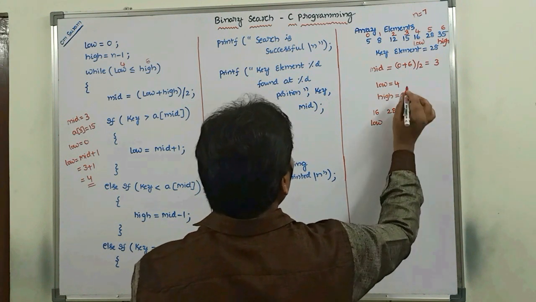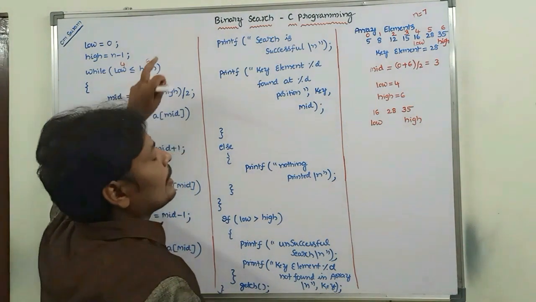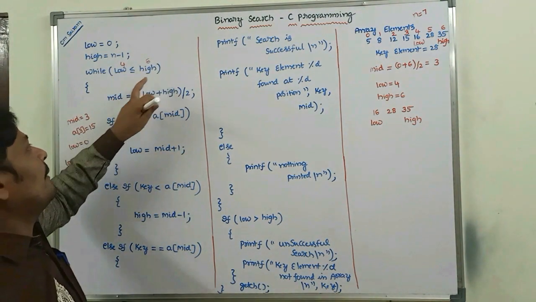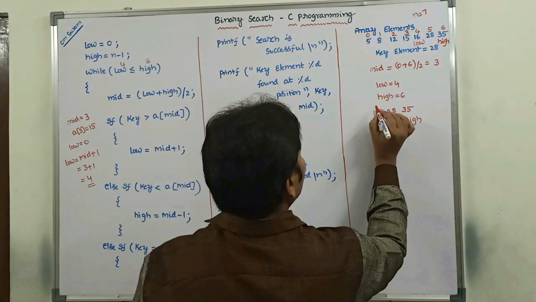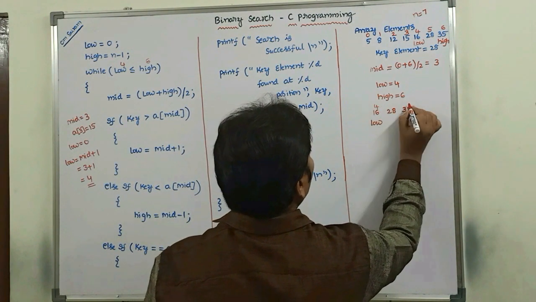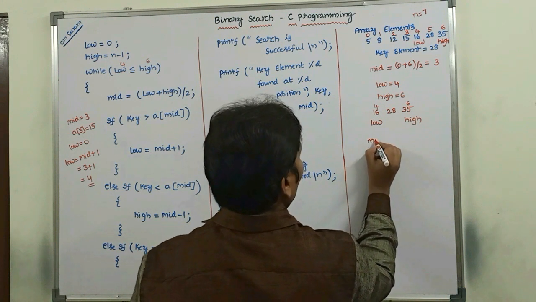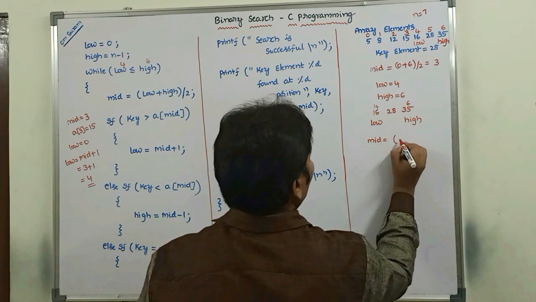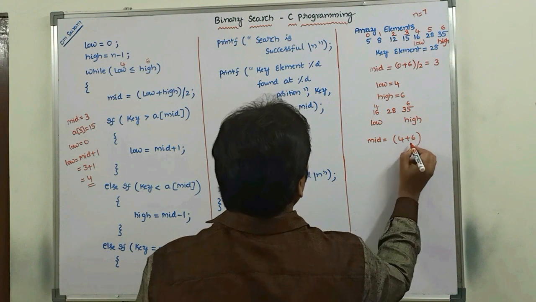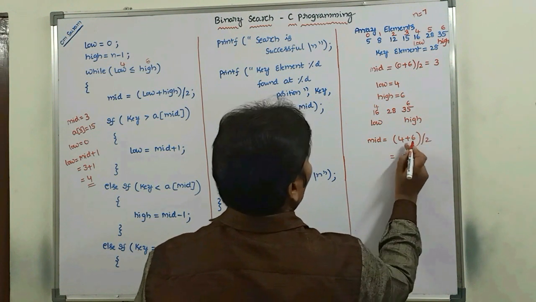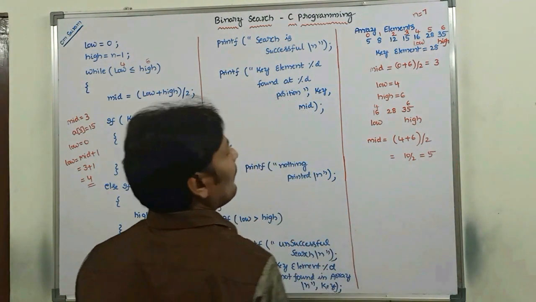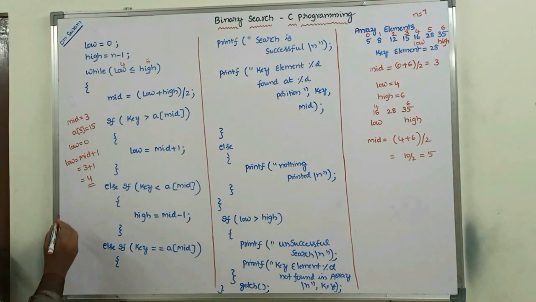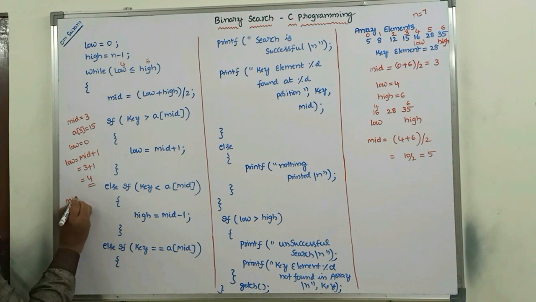Now 4 less than or equal to 6, condition true. If the condition is true, we calculate the mid value. This index value is 4 and this index value is 6. So mid is equal to (low plus high) by 2. 4 plus 6 by 2 is 10 by 2, that is equal to 5. So now the mid value becomes 5.